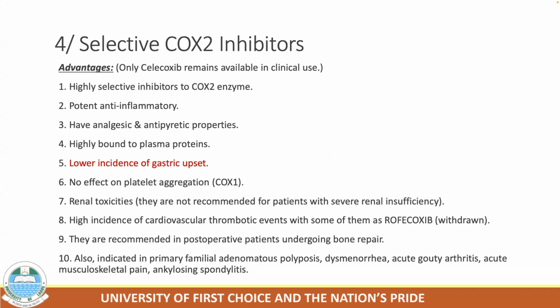For selective COX-2, we talked about celecoxib, which remains in clinical use. They have no clinical effect on platelet aggregation, even though it's been shown that they sometimes inhibit COX-1, but not appreciably or clinically, right? So those are COX-2 inhibitors, right? That's the mechanism of action.